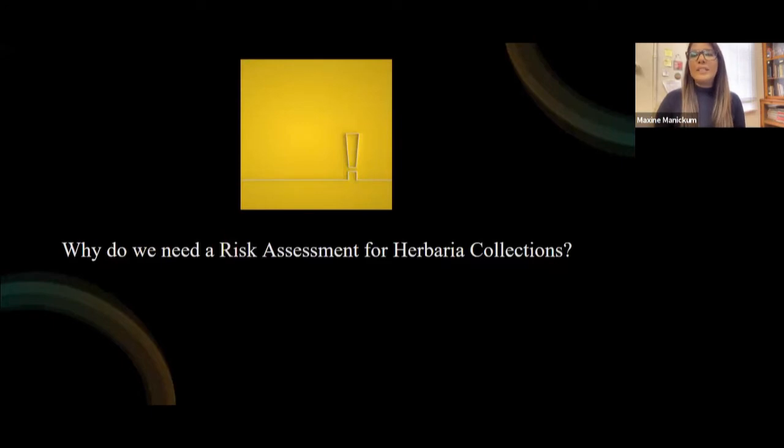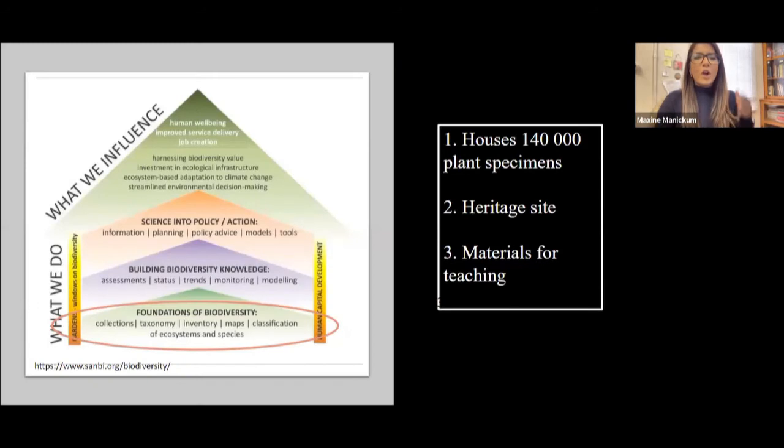So why do we need a risk assessment for herbaria collections, and why is this important? Well, let's take a look and see. Next slide, please. On the left-hand side, we have a diagram, and this was taken from the SANBI website. Basically, this diagram is telling us the different roles and functions performed by SANBI.